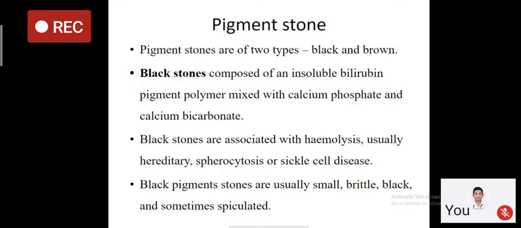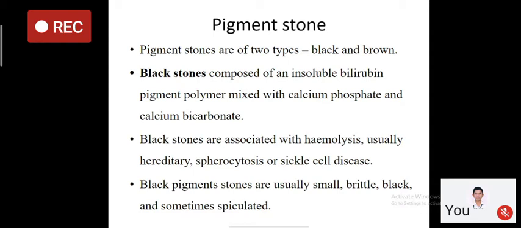Now coming to the pigment stone. Pigment stones are of two types, black and brown. Black pigment stones are composed of an insoluble bilirubin pigment polymer mixed with calcium phosphate and calcium bicarbonate. They are usually seen in conditions of hemolysis like hereditary spherocytosis or sickle cell disease. So they are common in hemolytic disorders.